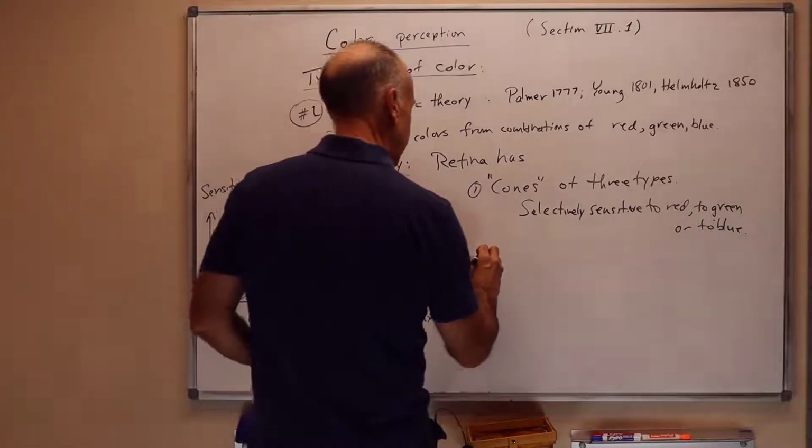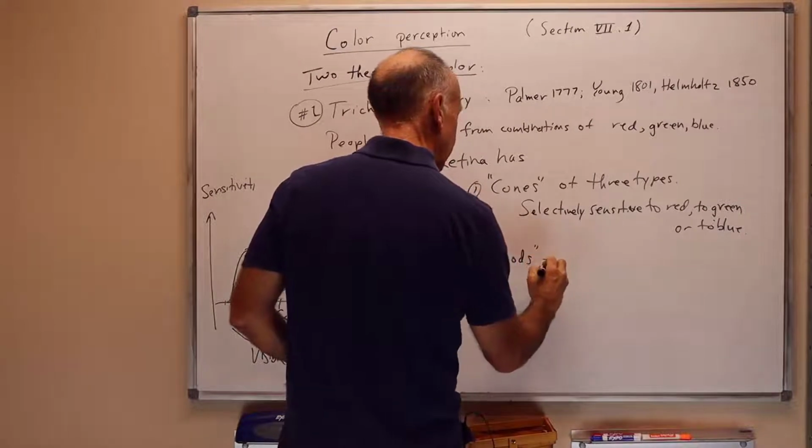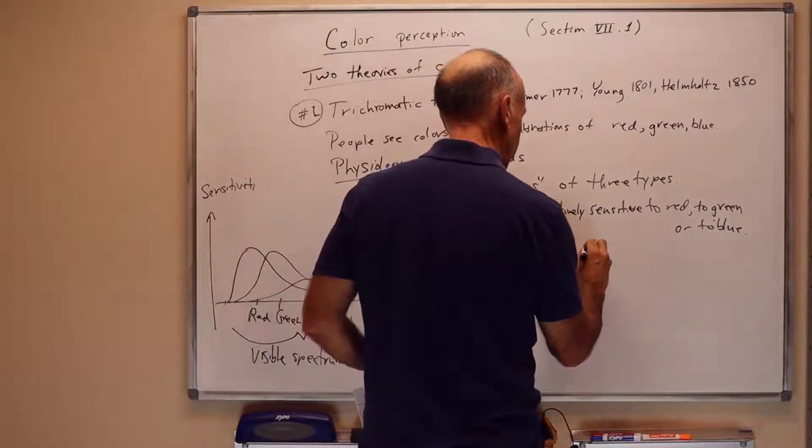There's also, by the way, in addition to cones, your retina has rods. And these are sensitive to light at low levels.